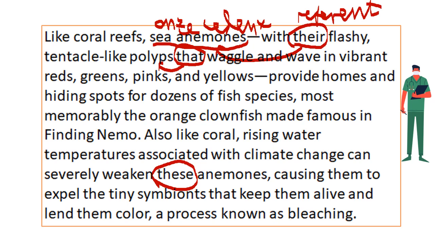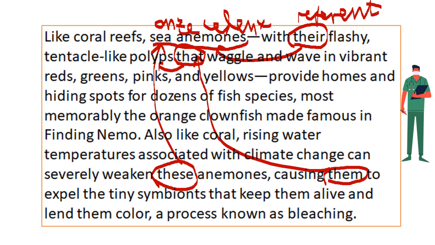So this refers to, if you read, also like coral, rising water temperatures associated with climate change can subtly weaken this animal. So which animals? It means sea animals. Causing them. Causing who? Of course, causing the sea animals. So this referent refers to the antecedent, which is at the beginning.